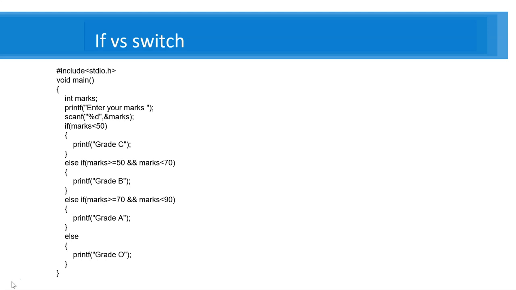In these cases, we have to use if statement because in switch, you cannot have a range. So you'll have to type case 50, case 51, case 52, case 53, case 54, right? That's how you have to do it. So you cannot have a range in switch statement. So that's why if is better than switch in these cases. Let's look at the second case.